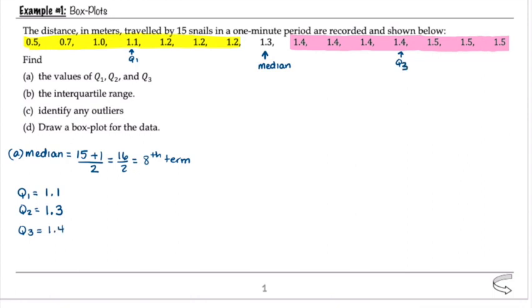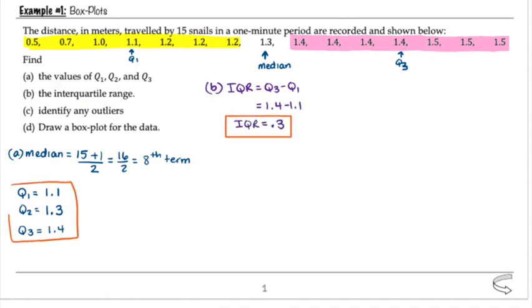B, find the interquartile range. So to find the interquartile range, all I need to do is subtract the third quartile minus the first quartile. All right, I found the interquartile range to be 0.3.